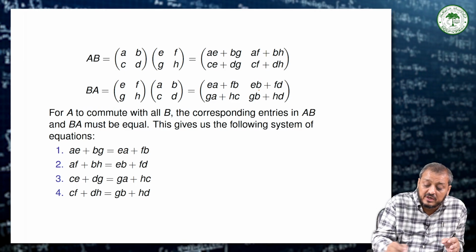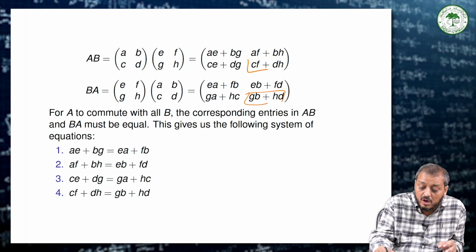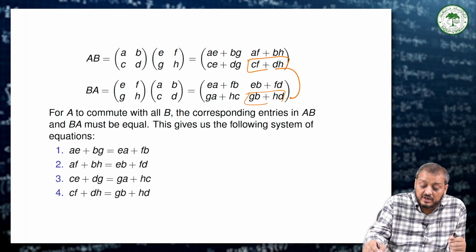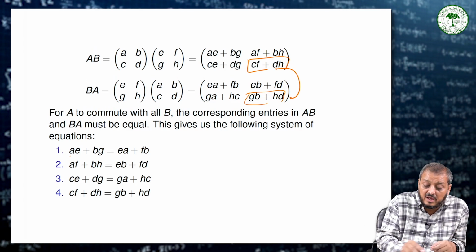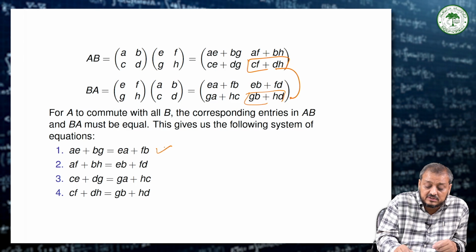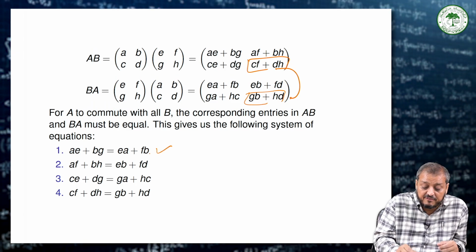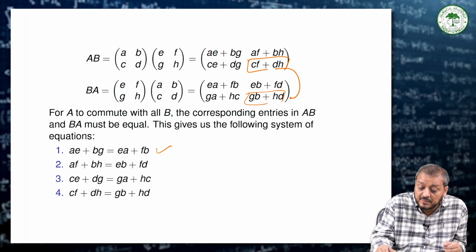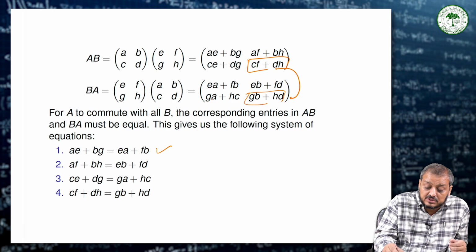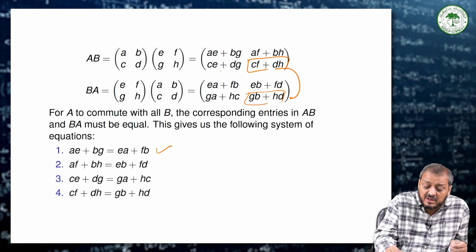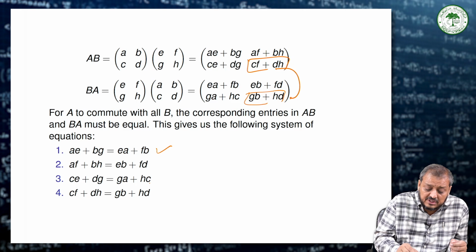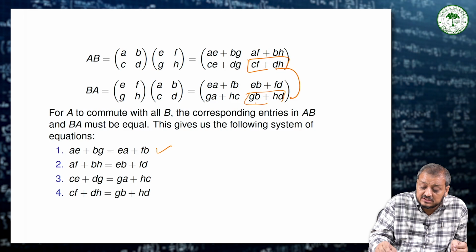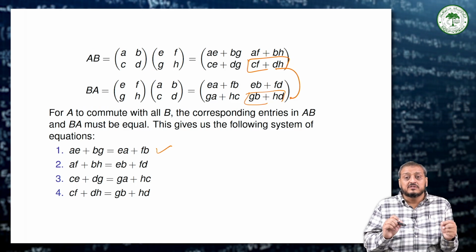So the corresponding entries of these two are the same, which means we can say that AE plus BG is the same as EA plus FB. Similarly, AF plus BH is equal to EB plus FD, and we can say that CE plus DG is equal to GA plus HC, and then CF plus DH is equal to GB plus HD.